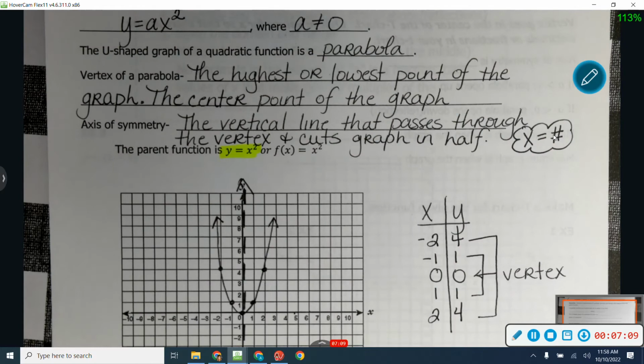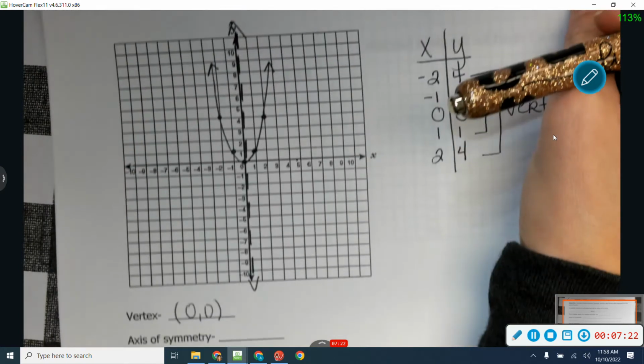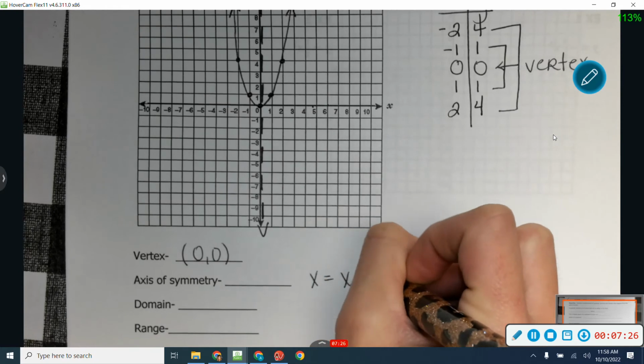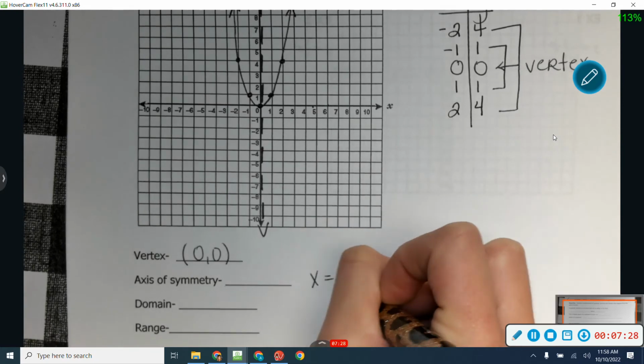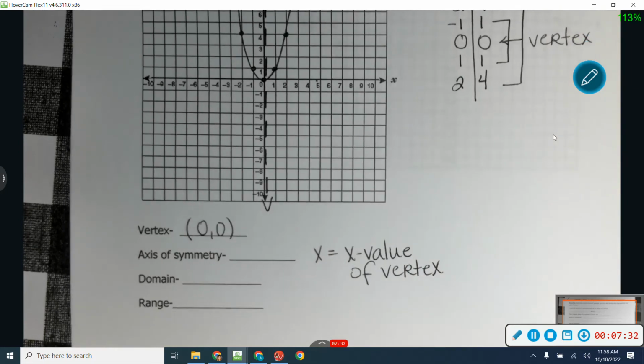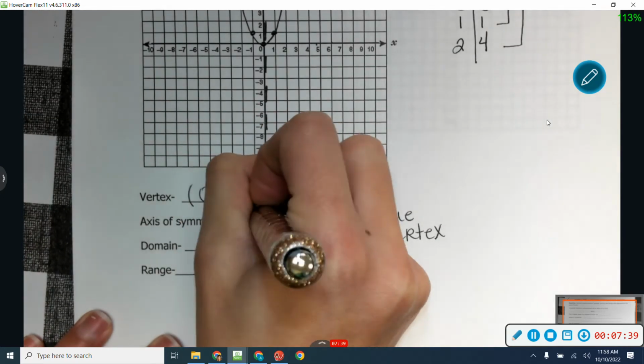If you remember whenever you learned symmetric parts, y'all would do figures and fold them, and you'd have a line of symmetry. That's all that is. But I said it's a vertical line, so it's always x equals, and it will always be x equals the x value of the vertex. Always, because it has to pass through the vertex for it to be the axis of symmetry. So for the parent function, it's going to be x equals what? 0.